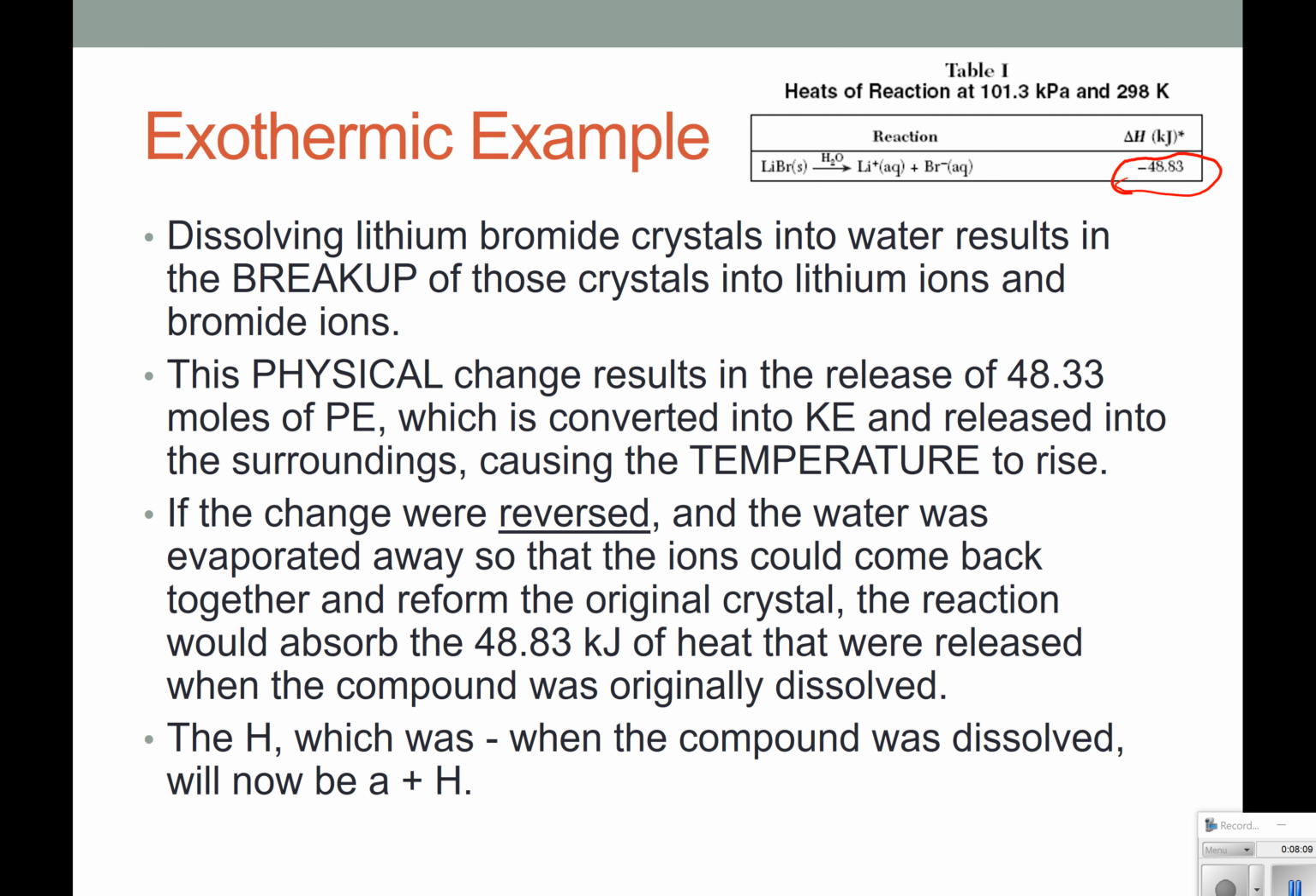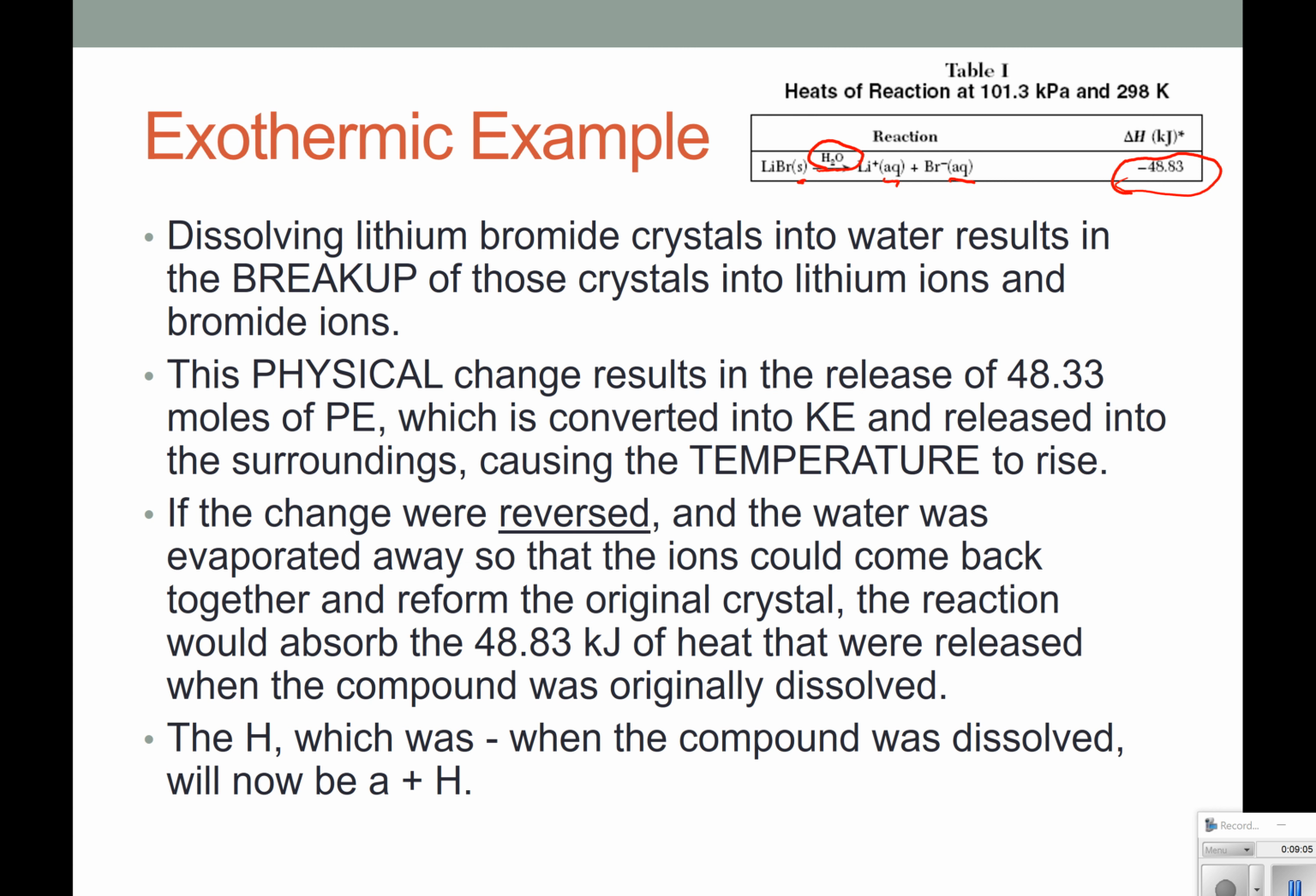Now this is a physical change because what we're doing here is taking a solid compound and dissolving it into water. So when water is written above our yield arrow there, it means that we're going to dissolve this substance in water. And the AQ, we saw this from our first lesson in this unit. AQ means that we have an aqueous solution of Li plus and Br minus ions. And dissolving, since we can get the lithium bromide solid back by evaporating all the water, this is considered a physical change. But when this happens, it releases 48.83 kilojoules of heat, which gets released into the surrounding environment or into the water in our calorimeter, which causes the temperature of the water in the calorimeter to increase, or the temperature in the surrounding environment in general to increase.